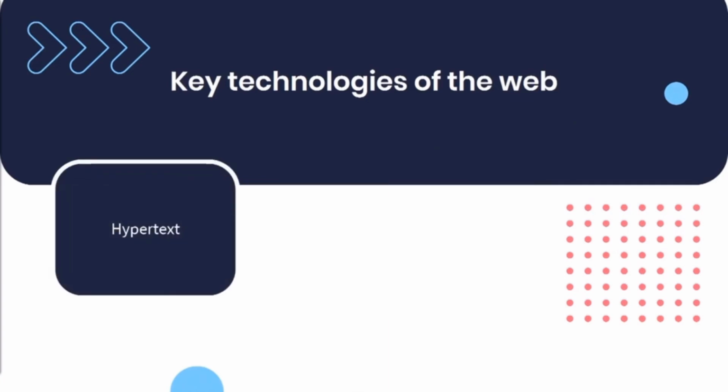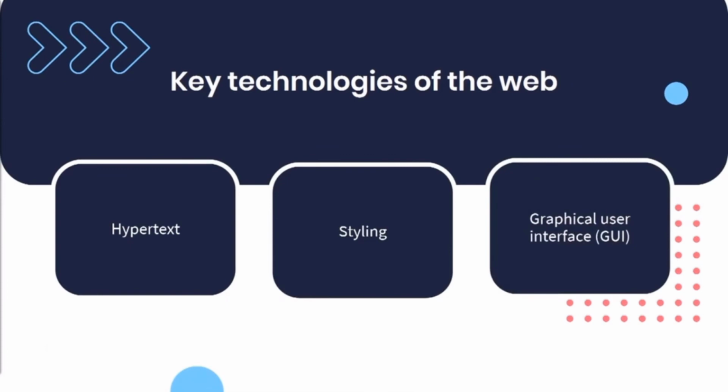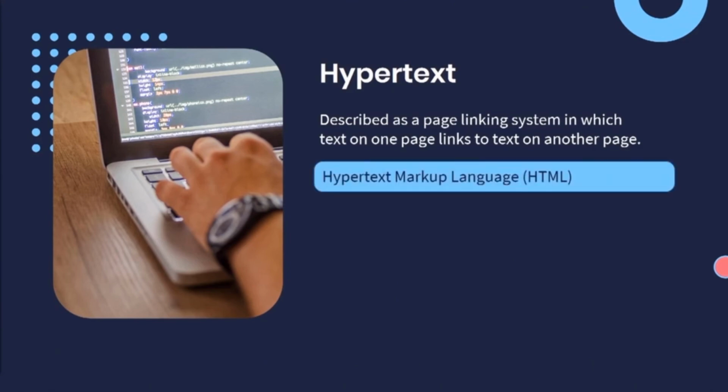This includes hypertext, our styling language, as well as the graphical user interface, otherwise known as the GUI. Hypertext basically describes a page linking system on the web, and if you think about it, this is how websites work, right? One page leads to another page or links to another page. That particular page can link to several other pages, and this is why we call these kinds of documents HTML documents. We also refer to them as hypertext markup language.